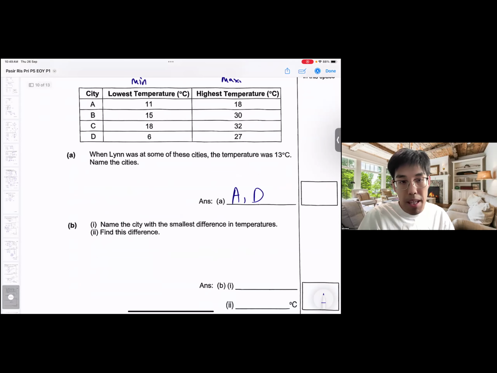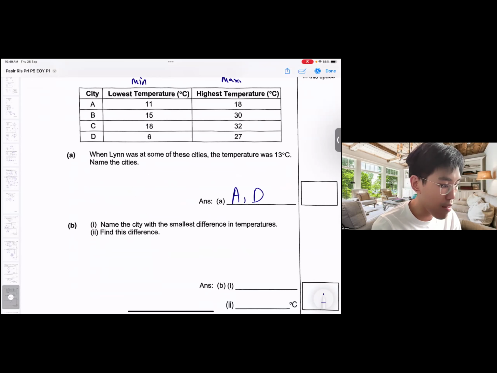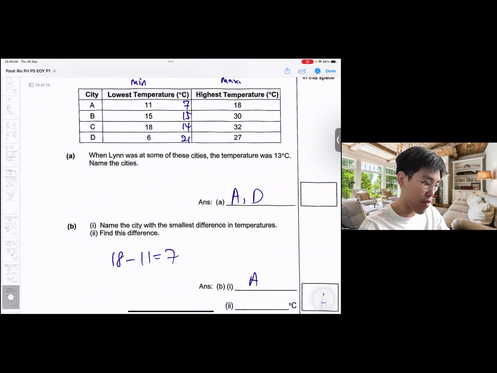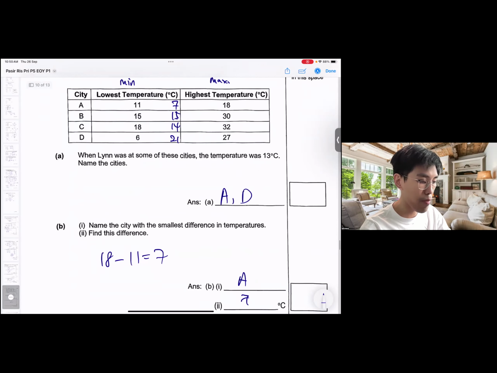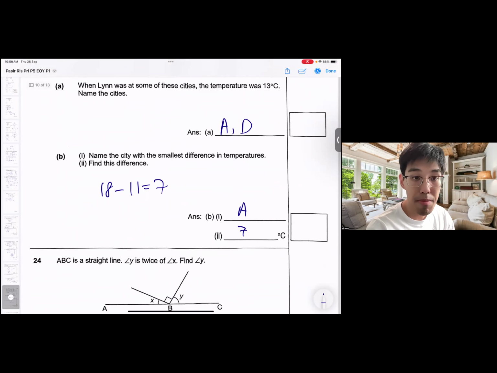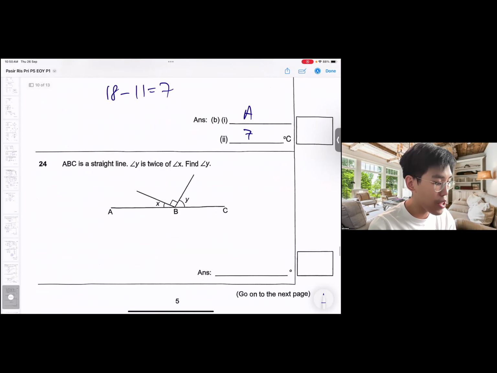Quite straightforward. B. Name the city with the smallest difference in temperatures. So we are looking at the difference between each of them. This one is 7. This one is 15. This one is 14. This one is 21. So which one is the smallest difference? A. What is the smallest difference? 18 minus 11, 7 degrees Celsius. Straightforward.